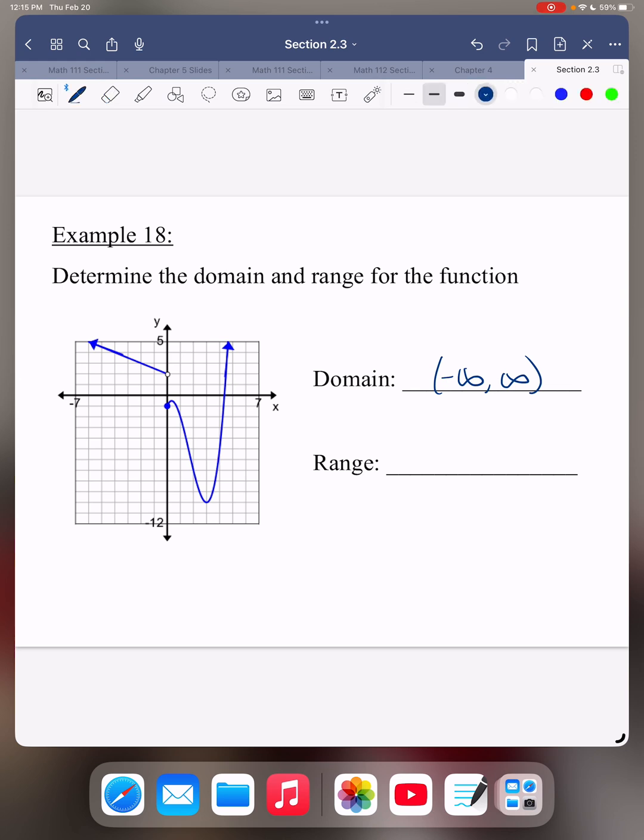How about my range? Well, my range starts down here. The lowest vertical direction I go is a negative 10. And I do see that's included, so I will put a bracket. And as I progress upward, I see that yes, I have a break here in my graph.